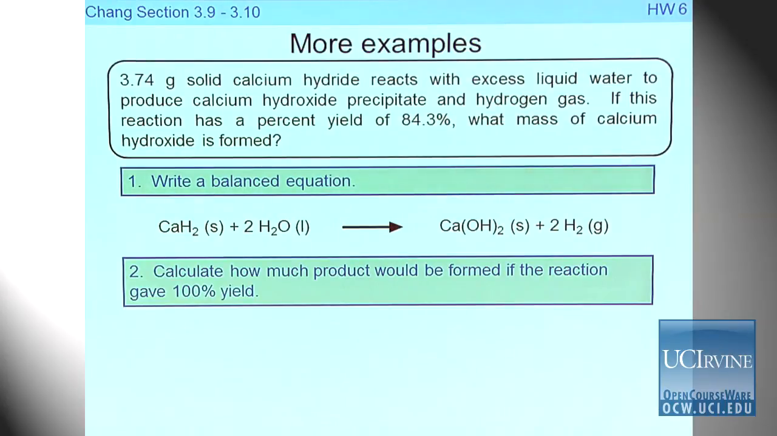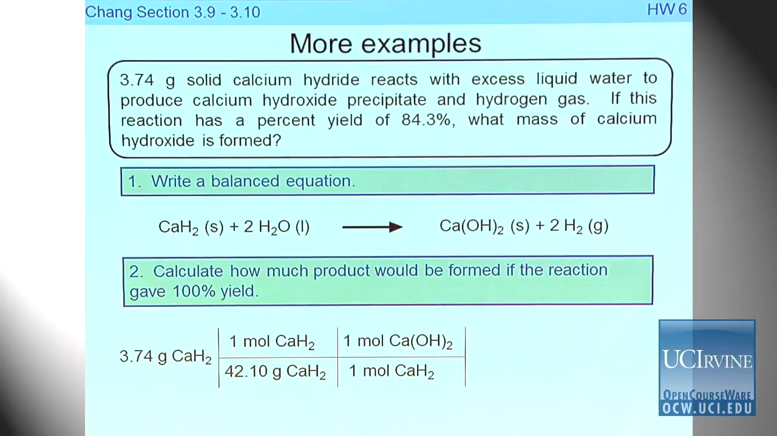Well, if you want to calculate how much you generate, you have to first know the limiting reagent, and then convert the limiting reagent into moles of limiting reagent, then into moles of the product, and then from moles of the product into grams of the product. Right? So let's do that. The limiting reagent is given. It is calcium hydride. I have in the beginning 3.74 grams. I have to convert that, as before, into moles, by dividing by the molar mass. 42.1 is the molar mass of calcium hydride.